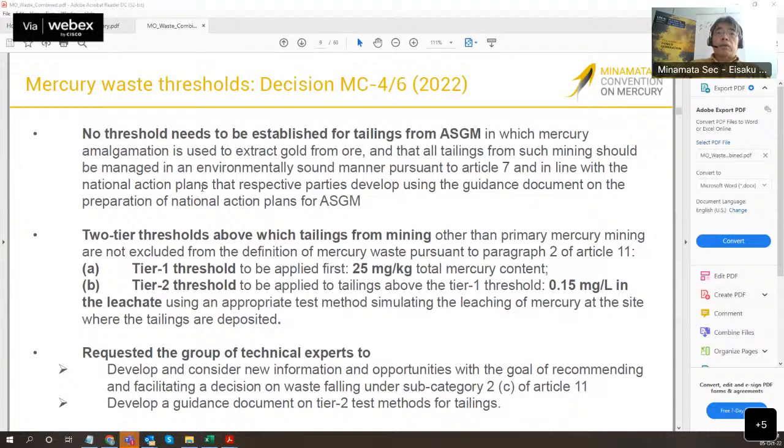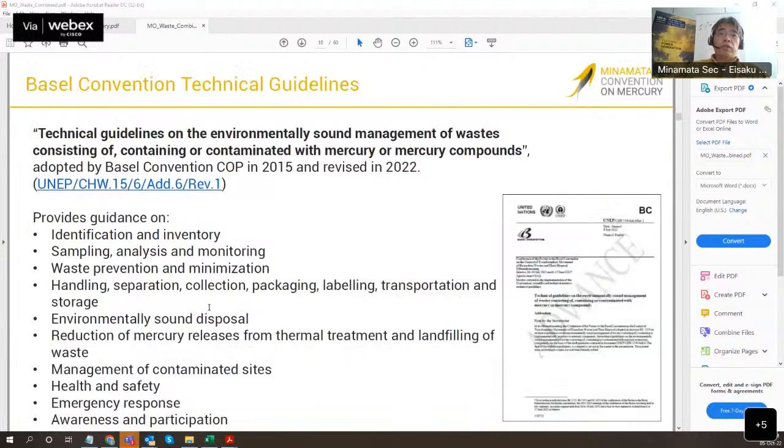Secondly, the COP4 agreed on the two-tier threshold on mine tailings, the tier one being 25 milligram per kilogram total weight, and tier two being the 0.15 milligram per liter in leachate. And the COP4 requested the expert group to work further on the definition of thresholds for type C waste, waste contaminated with mercury.